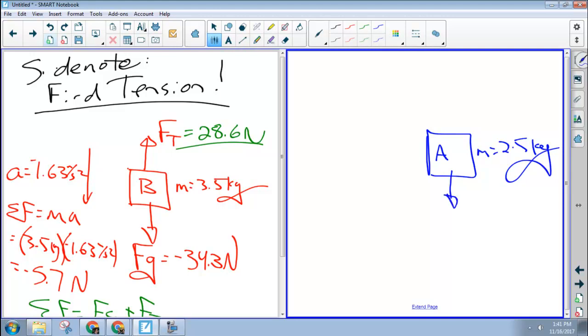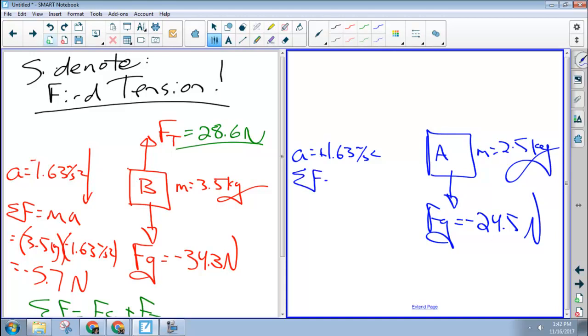Okay, so here we go. So force of gravity. We're almost done, you guys. Negative 24.5 newtons. Now, what's the acceleration for this block, you guys? Positive 1.63, because it's going to go up, right? And so I can find my net force by doing mass times acceleration. So 2.5 times 1.63 gives you 4.08. I guess we can just call it 4.1 newtons.